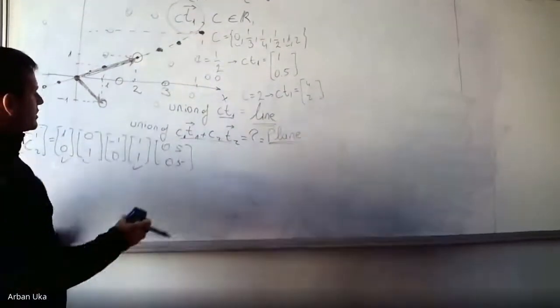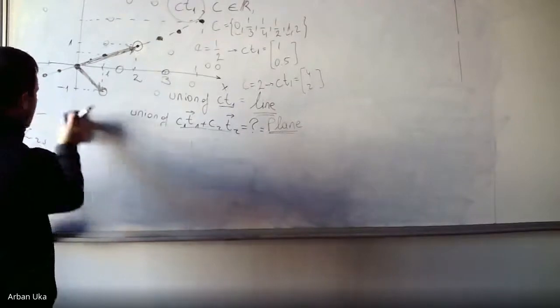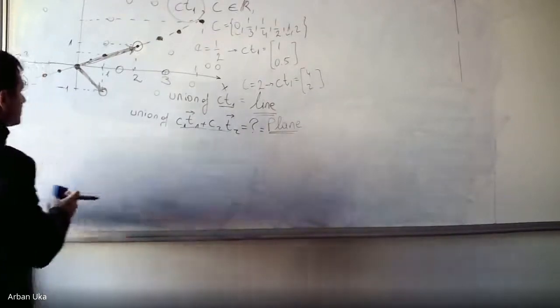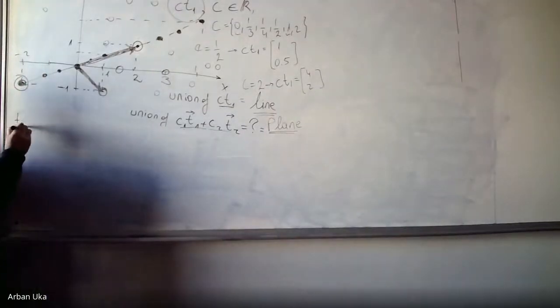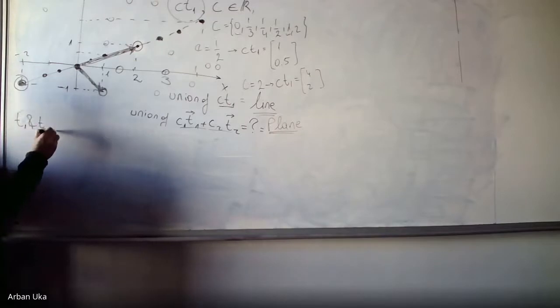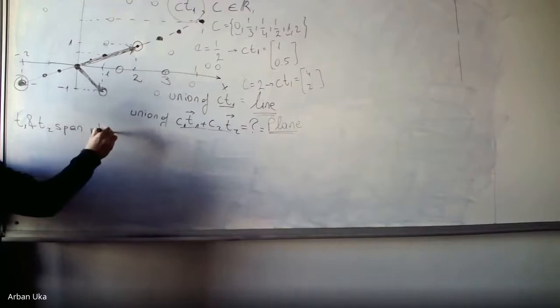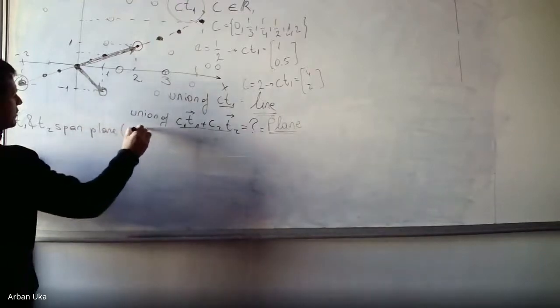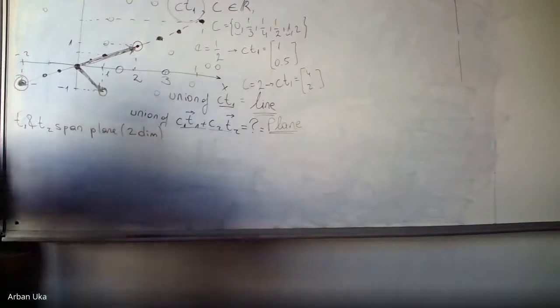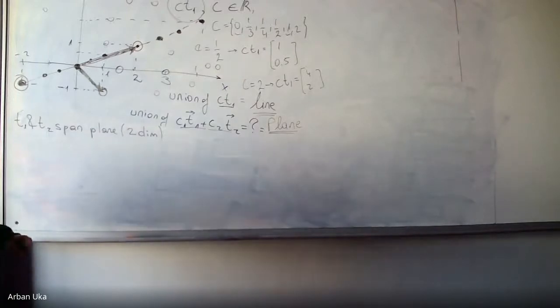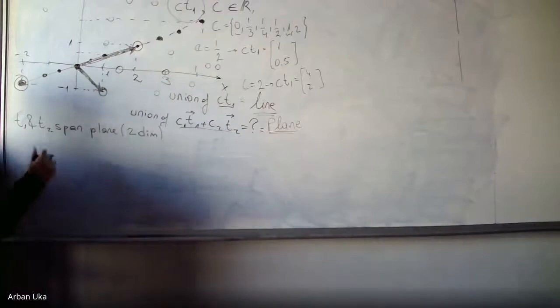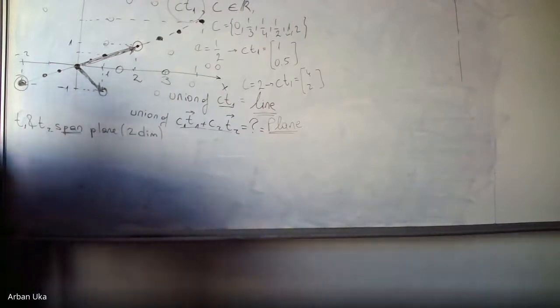And the keywords, we can say that T1 and T2, they span the plane. Or let's write here two-dimensional plane. In this case, the whiteboard is a two-dimensional plane and it can be spanned by these two vectors. This is the keyword, okay?